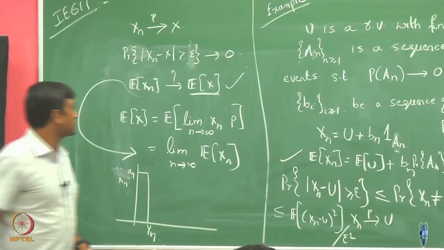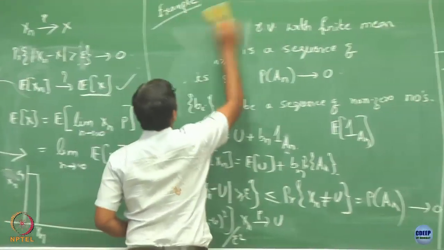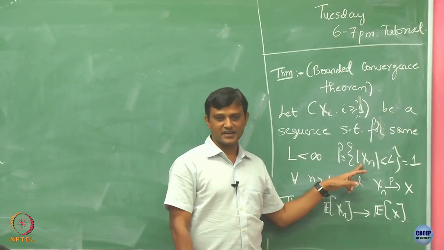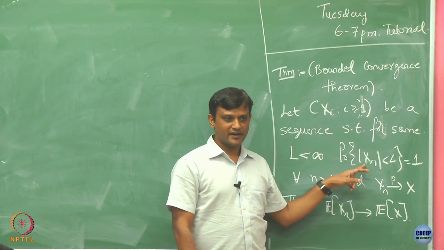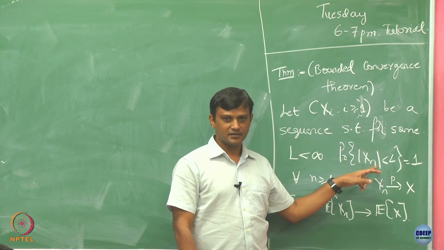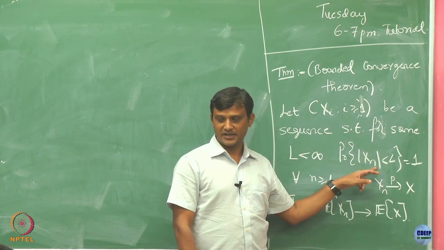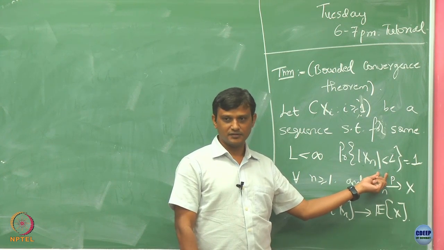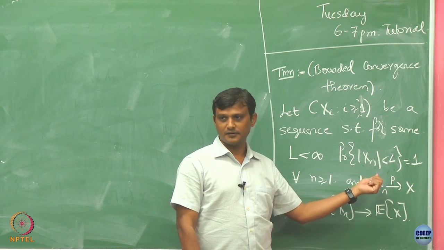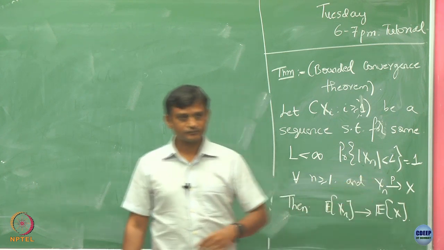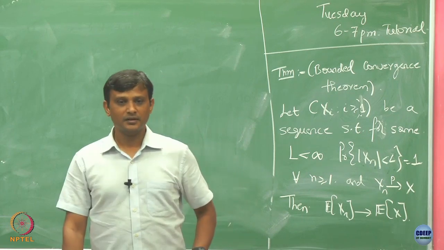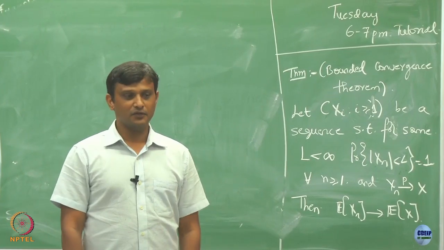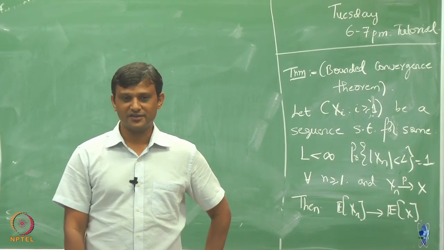Okay, let's look into a quick proof of this. When I make this kind of assumption that all the random variables are bounded like this, where have I made such an assumption? Did I use such an assumption earlier also? Where? Yeah, in which type of convergence did I use it?